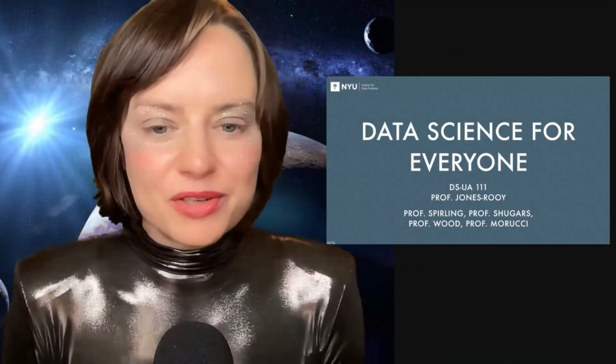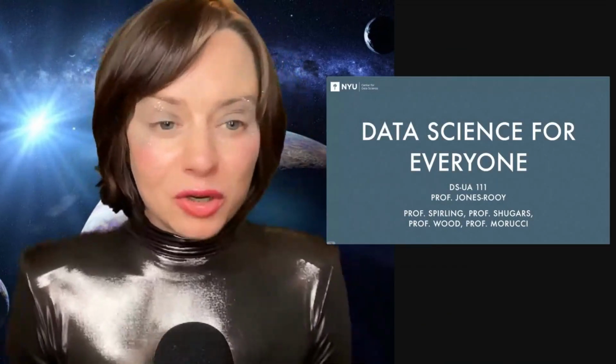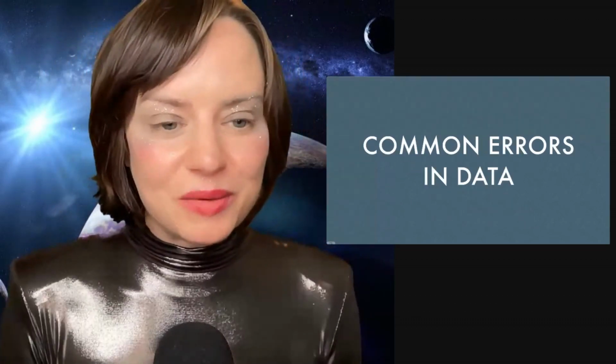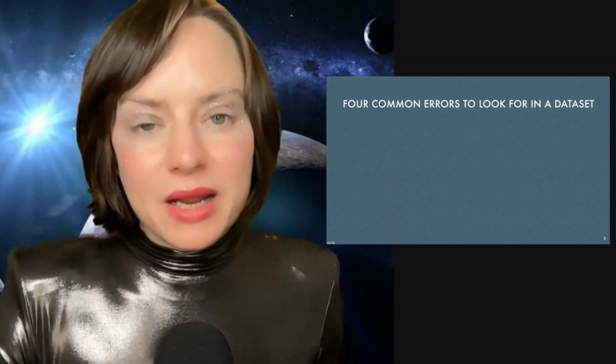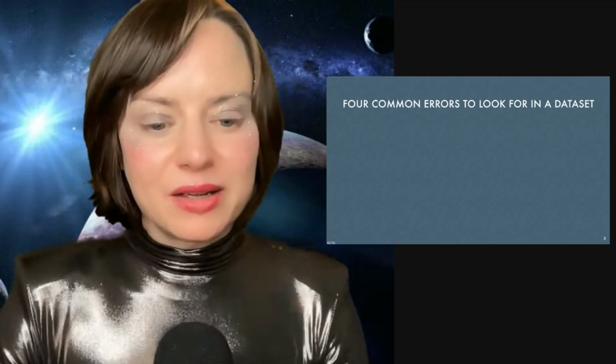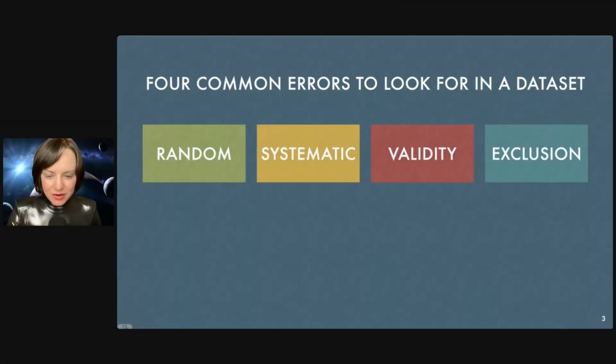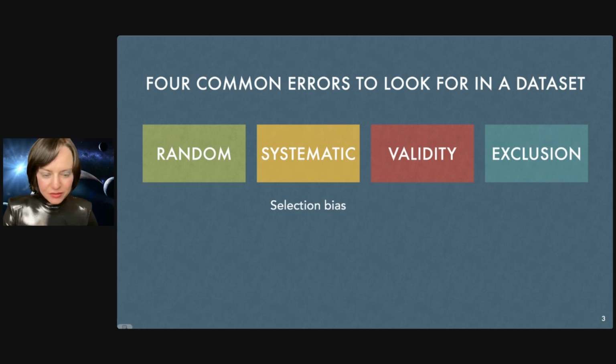I'm Professor Jones-Rooy. Today, we are continuing our conversation of what makes data good, how do we work with data, how do we evaluate data, and in particular, in this unit, we are going to talk about 4 common errors to look for when you're evaluating a data set. Random errors, systematic errors, errors of validity, and errors of exclusion.